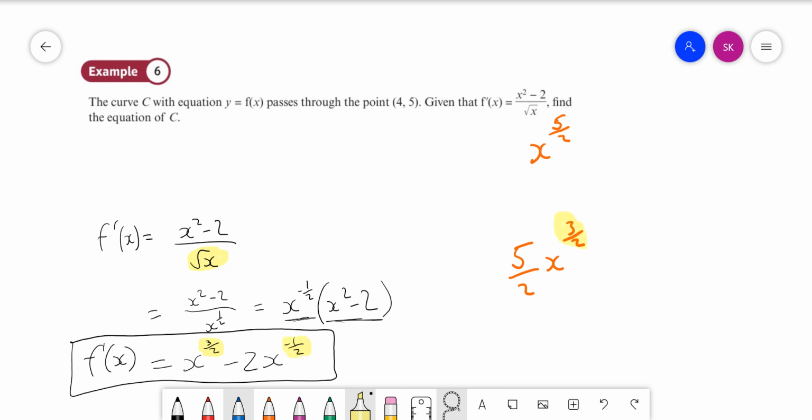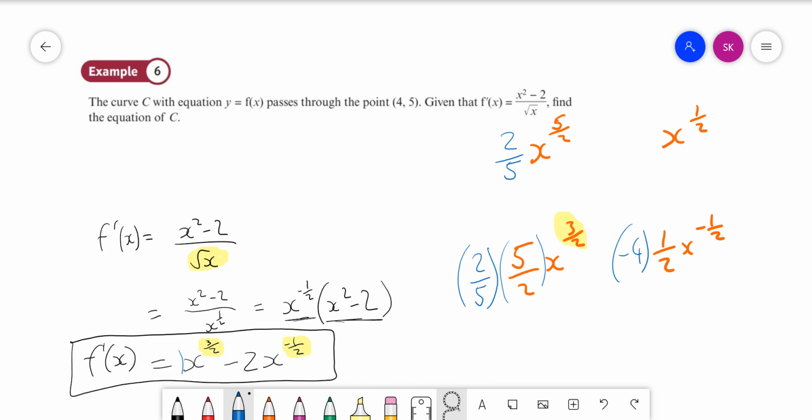Looking at this one, I know that I need x to the half, which differentiates to a half x to the negative a half. And so now to get the right constant, I need 5 over 2 to become 1. That's going to be 2 over 5, reciprocal. And I need a half to become negative 2. So I'm going to times that by negative 4, because negative 4 times a half is negative 2. So this is my general function of x. It's 2/5 x to the 5 over 2 minus 4x to the half plus c.